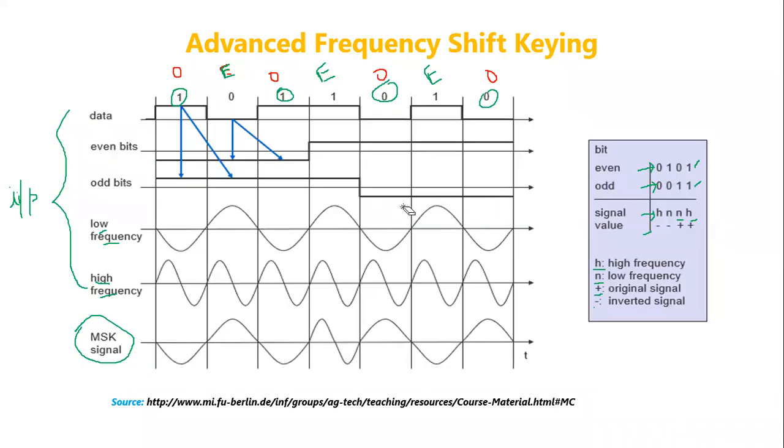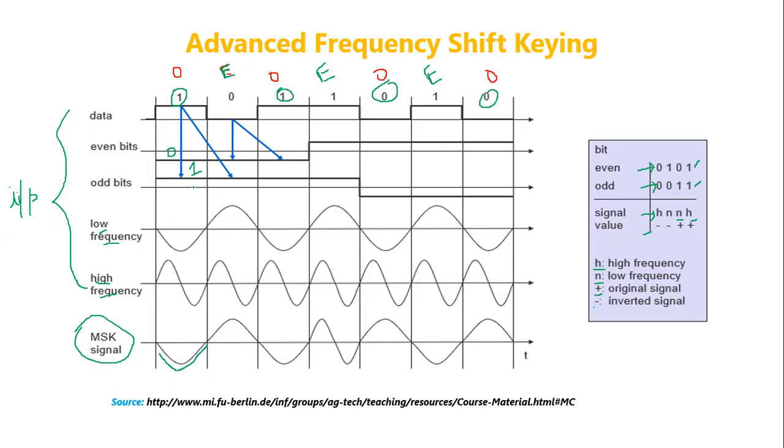First, we should know the even bit and the odd bit. In the first clock pulse, the even bit is 0 and the odd bit is 1. If even is 0 and odd is 1, then the resultant signal will be the original low frequency signal. You see the original low frequency signal is like this, so the same thing comes here. There is no change at all.